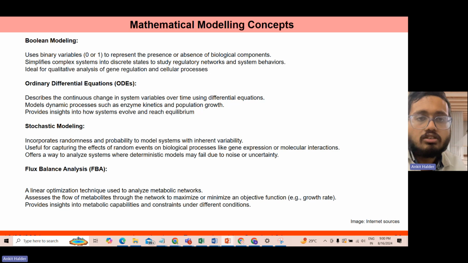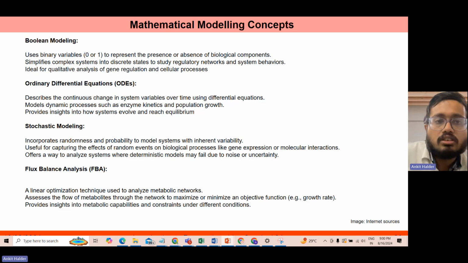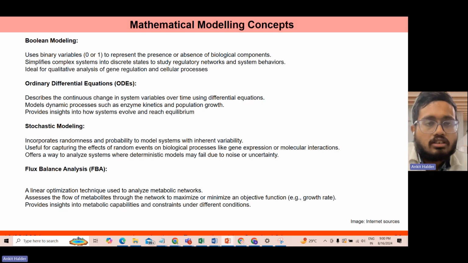Then you have the ordinary differential equations. So this is utilized in describing the continuous change in the system variables. These are differential equations like enzyme kinetics, population growth, drug dynamics. So all these systems evolve and how they reach equilibrium.